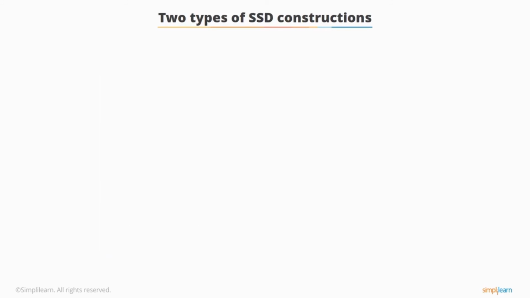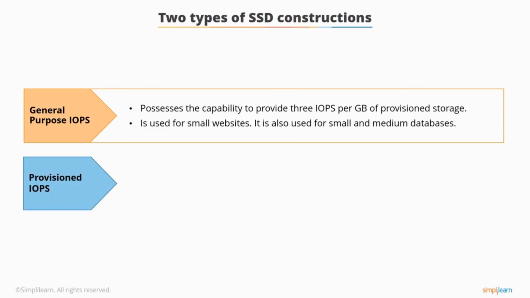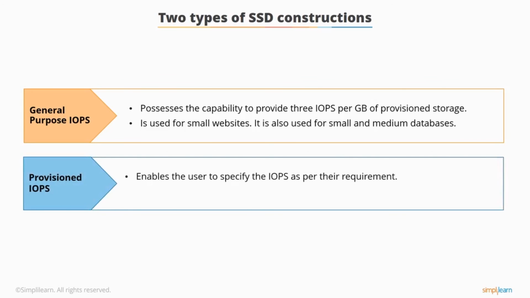Now let's learn more about the SSD types. General-purpose IOPS possesses the capability to provide 3 IOPS per gigabyte of provisioned storage. This type of storage is used for small websites and small to medium databases. Provisioned IOPS enables the user to provide IOPS as per their requirement. It is used for applications and databases where there is a significant amount of traffic.